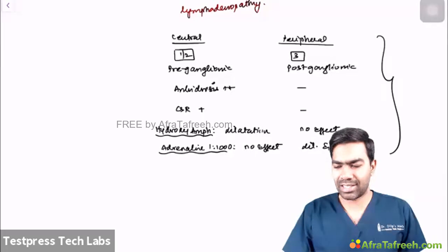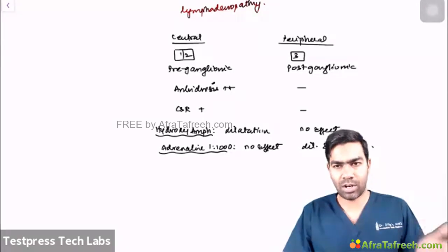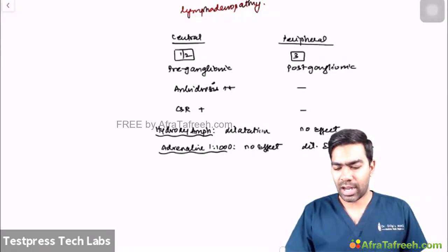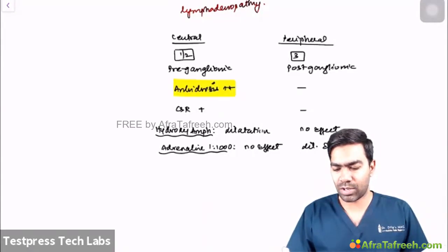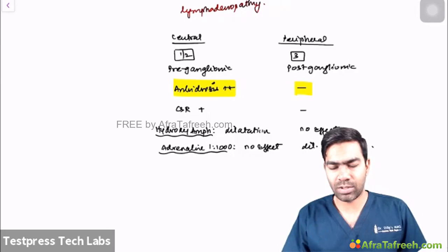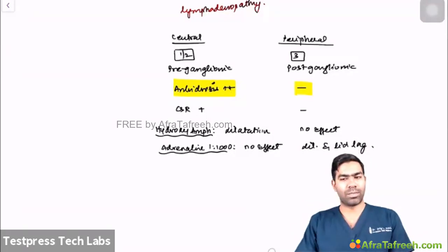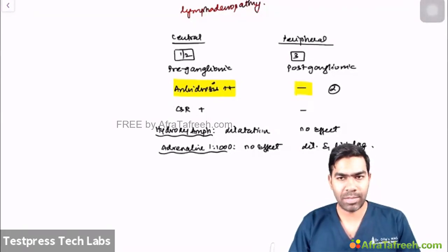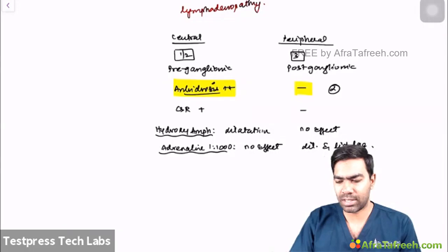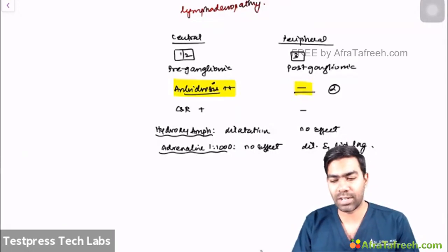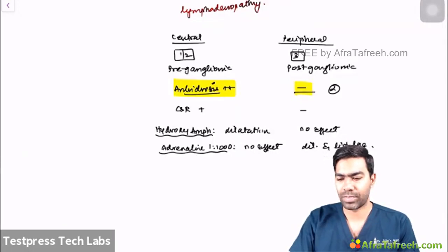But all these things are not at all important. Whether the patient is having Horner's or not is what the question is. And most importantly, clinically, we can easily differentiate central versus peripheral Horner's based on whether the patient is having anhidrosis or not. This is the most important as far as the exam is concerned. Other things may be just for one-liner purposes, but this is the most important feature that differentiates central versus peripheral Horner's.